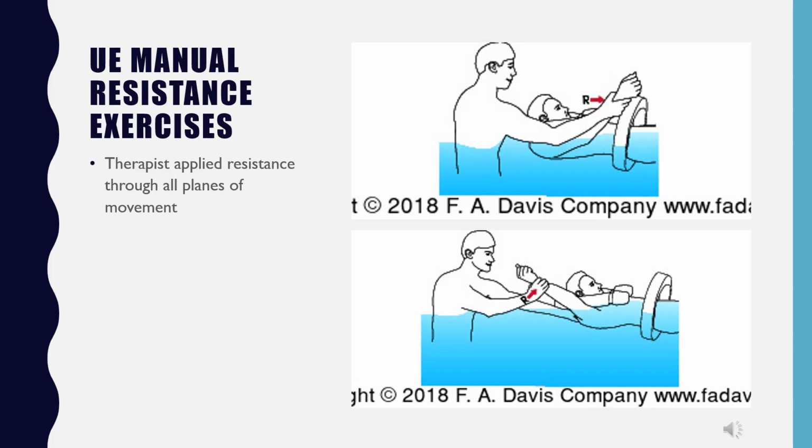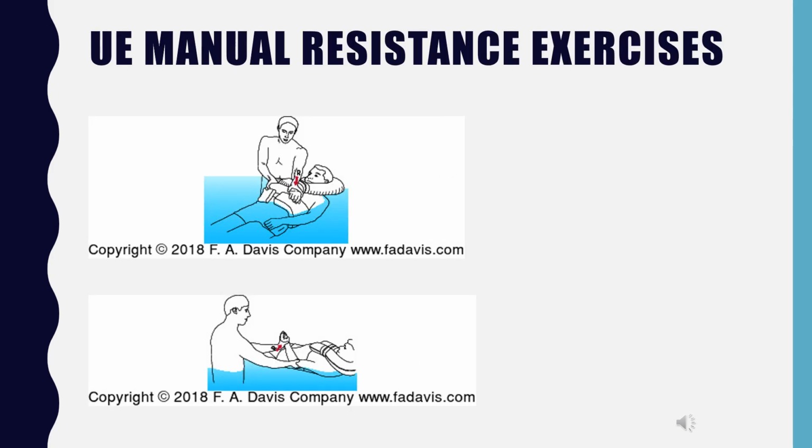Upper extremity manual resistance exercises can be performed the same way that they can be performed on land, just with the patient having the appropriate flotation devices on and the therapist applying resistance through all planes of movement that the patient requires strengthening. These are just a couple more pictures of upper extremity manual resistance exercises to demonstrate the directions that the therapist can apply resistance.